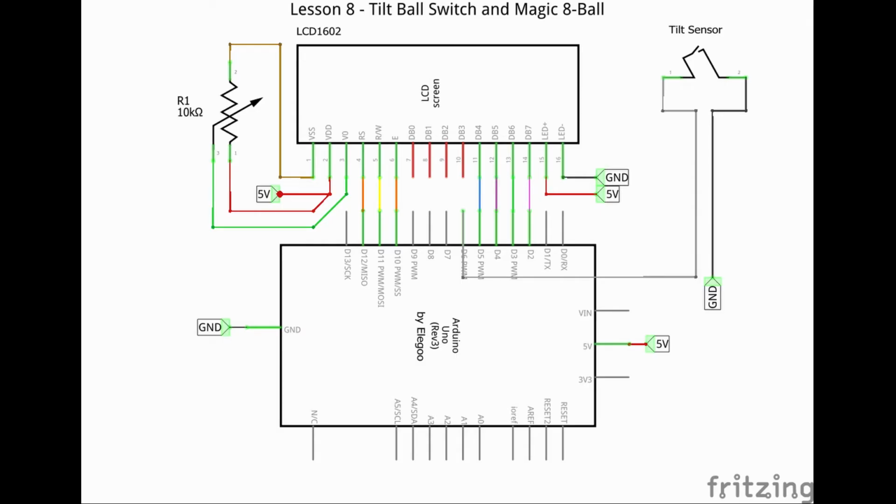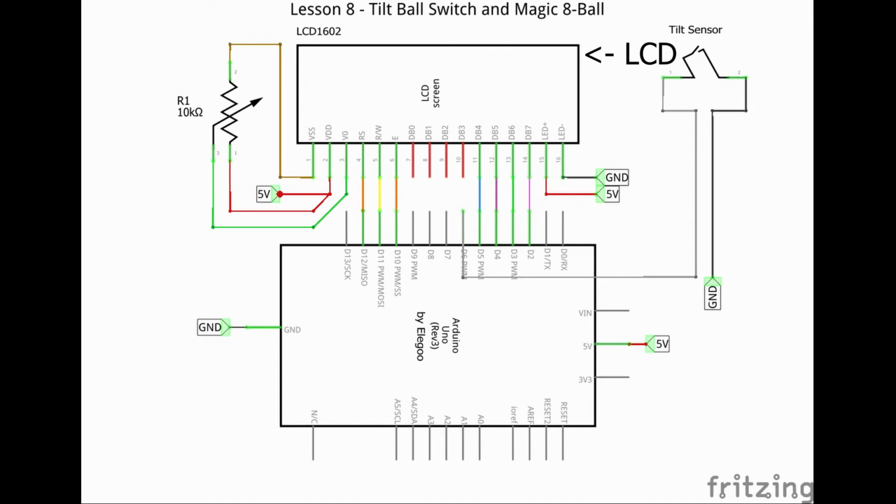Here's the schematic. You're probably wondering why I started with the schematic rather than the breadboard wiring diagram like I've done in the previous lessons. If anyone has used the Fritzing software, you generally start with the breadboard. But I find that looking at the schematic in this situation is easier to understand. For the magic 8-ball, we'll connect the LCD to the Arduino.